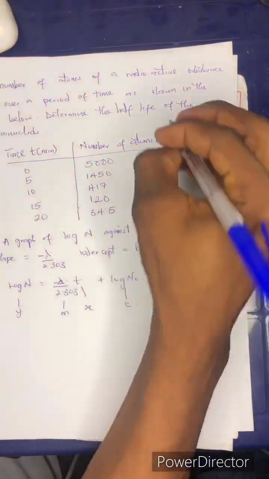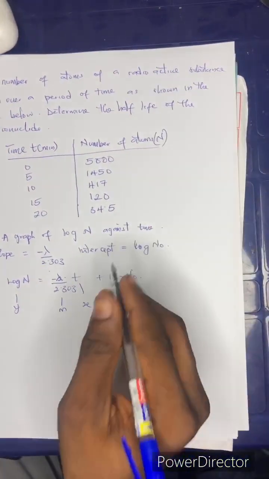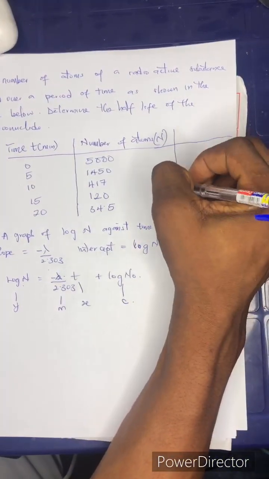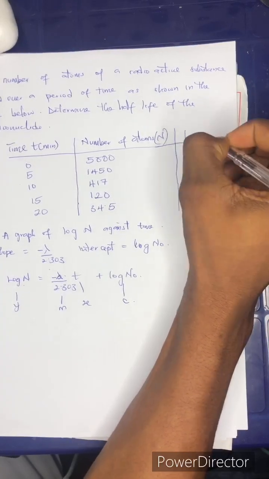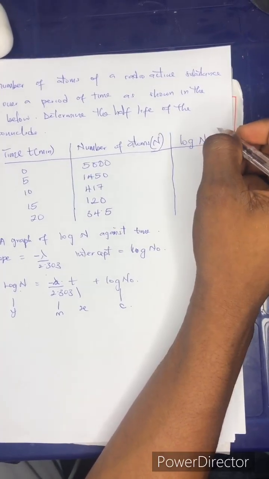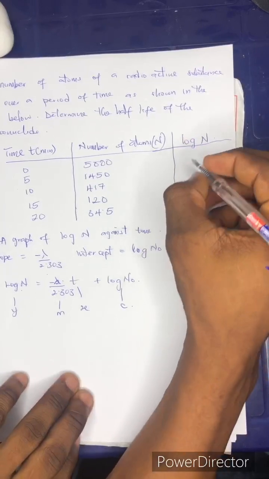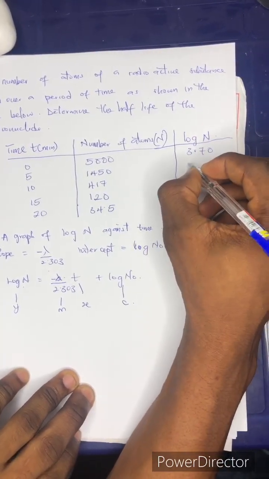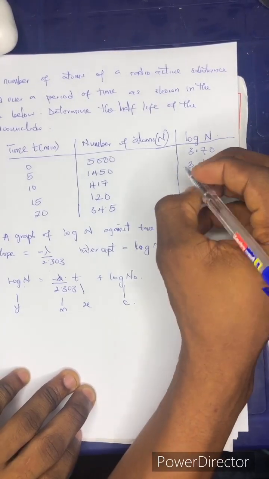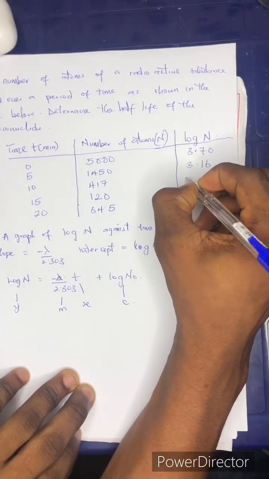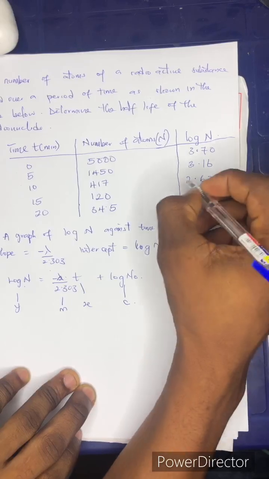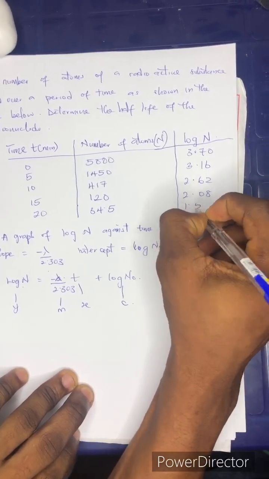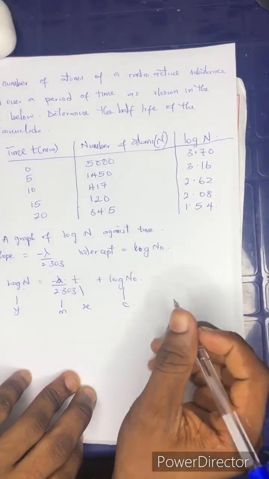But if you look closely, we have n, but it gave us what? Log n, right? So now let's find log n from here. So we just take our calculator and punch for log n. Using our calculator, we get 3.70, we get 3.16, we go further to get 2.62, and then we get 2.08, and then we get 1.54. Now just punch your calculator and you should be getting this.